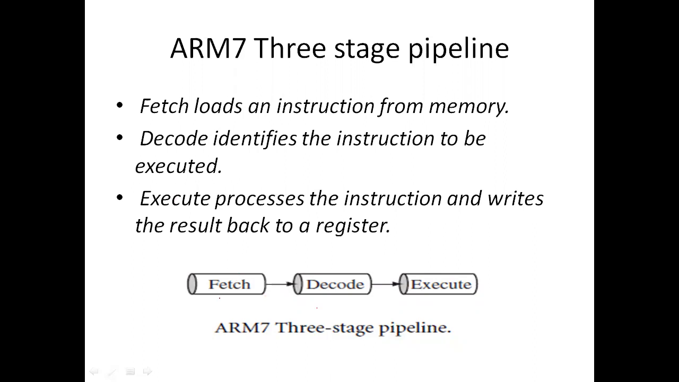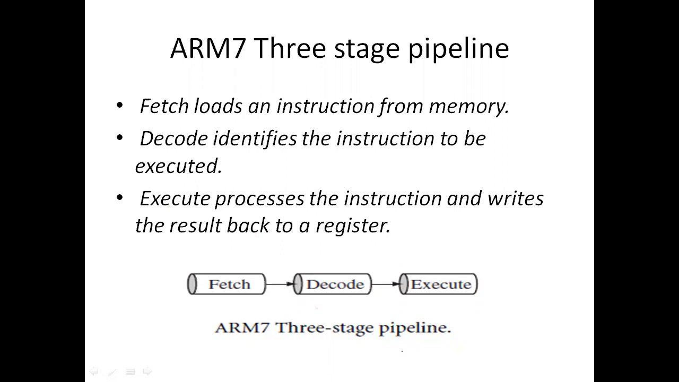The fetch unit will take the instruction from memory into the processor. The decode unit will identify what instruction it is and what operation has to be performed. Then this decode unit will pass that instruction to the execution unit. That execution unit processes the instruction, whatever operation that instruction specifies. It may perform an arithmetic operation, data transfer operation, or logical operation. Depending on the instruction, it will process the operation, and then after processing, it will transfer the data back to a register. So this is the way that the ARM7 pipeline will work.